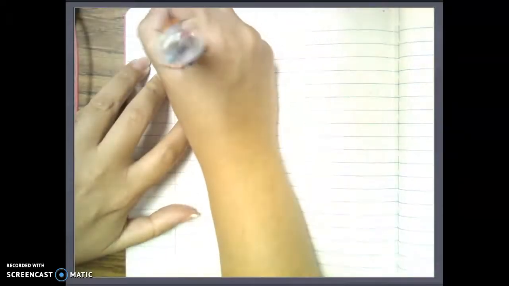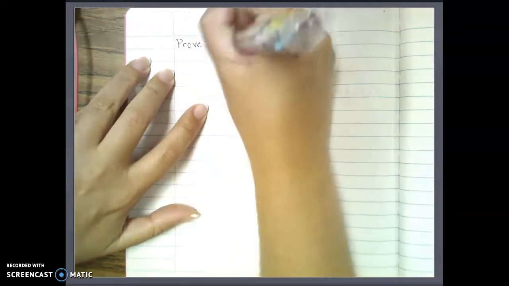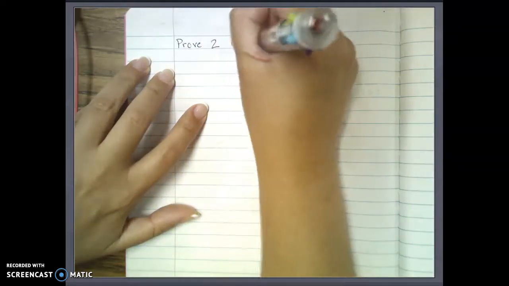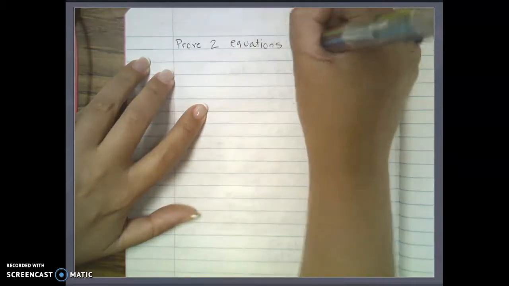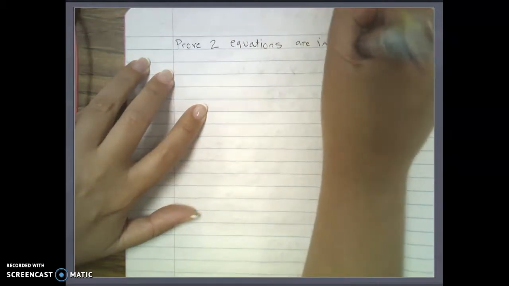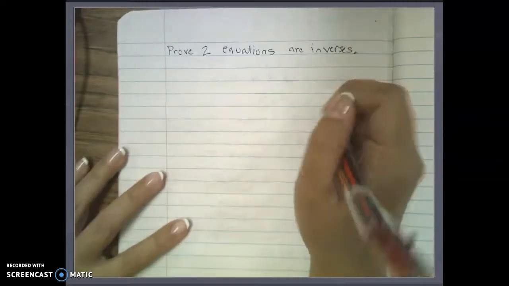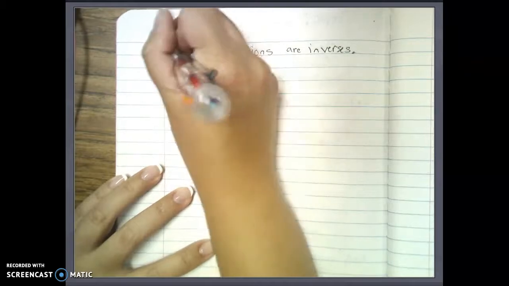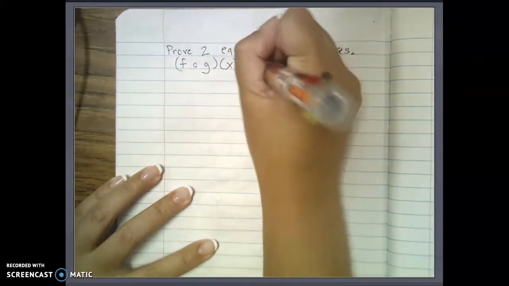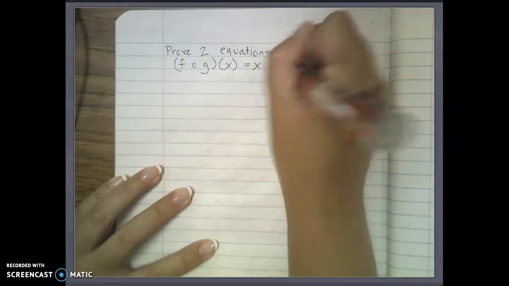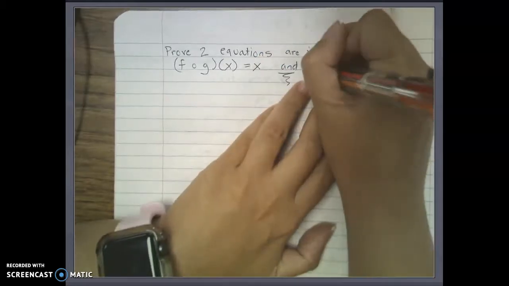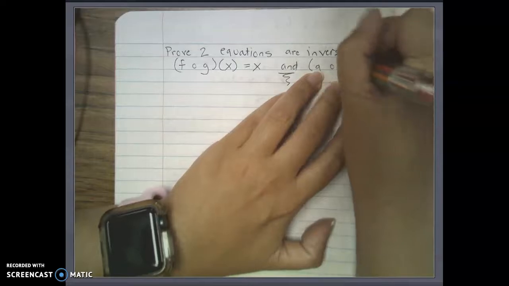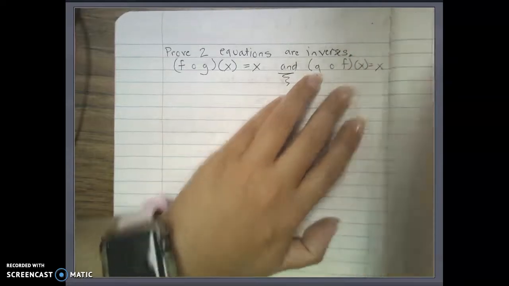So the next thing we're going to do is still about inverses, but we have to know how to prove that two equations are inverses. And how we do that is we have to prove that f of g of x equals x and g of f of x equals x.